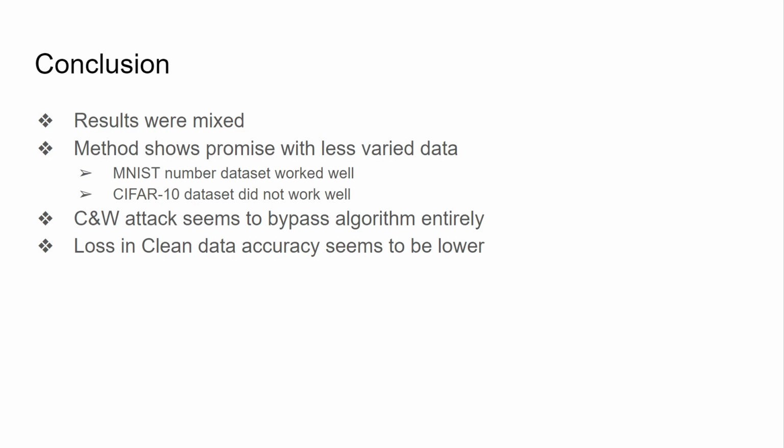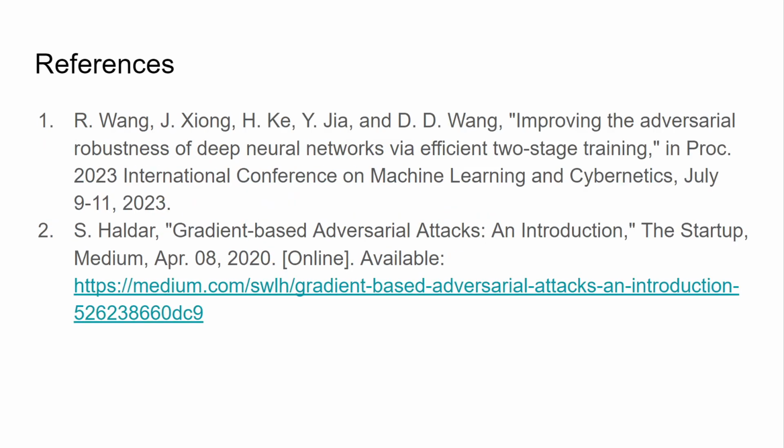But the C and W attacks seem to completely bypass the algorithm and destroy it. But the nice thing is that the loss in clean data accuracy seems to be lower. So clean data seems to be doing well at fighting the adversarial examples. All right, that's my report.